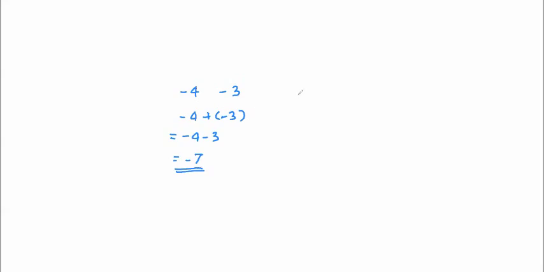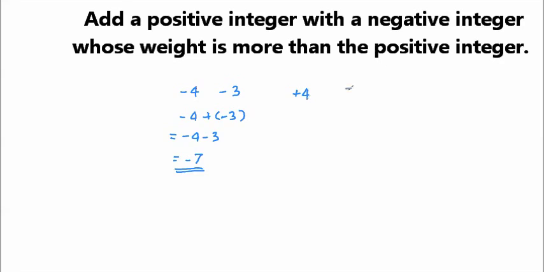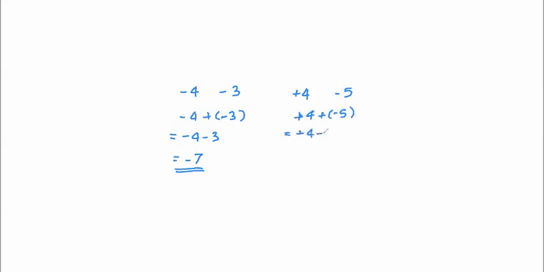For example, if I have a positive integer plus 4, then I need to add another negative integer whose weight is more than the positive integer. The weight of this positive integer is 4. So I take another integer whose weight is more than this and whose sign is opposite. Let's say plus 4 plus minus 5. So plus 4 plus minus 5 means it's a subtraction. If I do the subtraction, 5 minus 4 is equal to 1 here, and the sign of the greater number, which is 5, is minus, so I get minus 1. So I get a negative integer. These are the two ways to find two integers whose sum gives a negative integer.